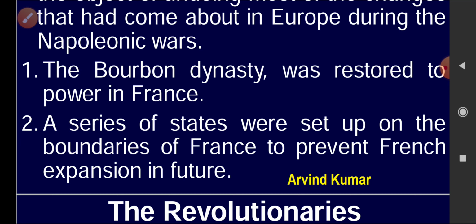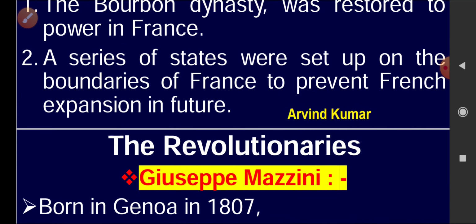Second, a series of states were set up on the boundaries of France to prevent French expansion in future, because these countries were afraid of French expansion. They felt that France expanded its boundaries in most of the areas. That's why all the countries came into trouble. Napoleon Bonaparte conquered most of the states. So they established a series of small states on the boundaries of France. French areas were demilitarized.